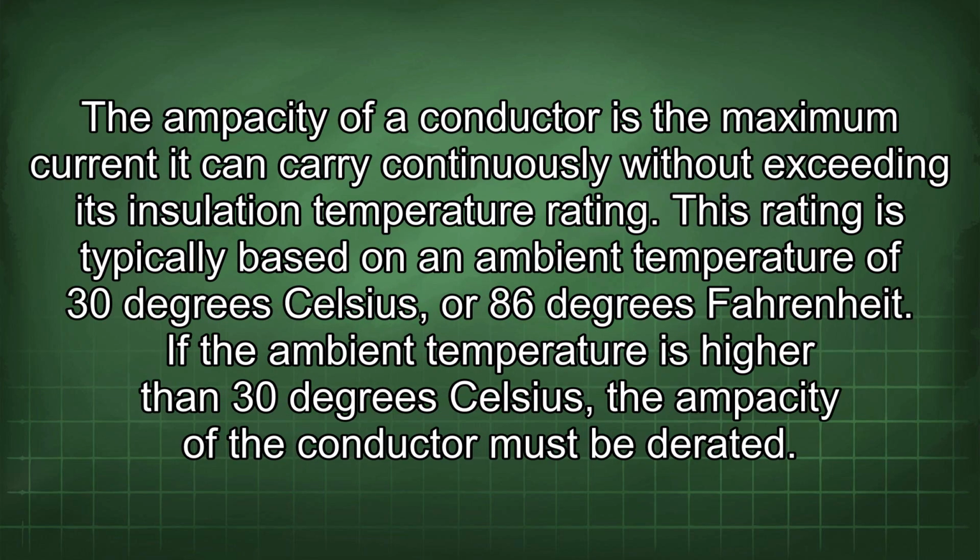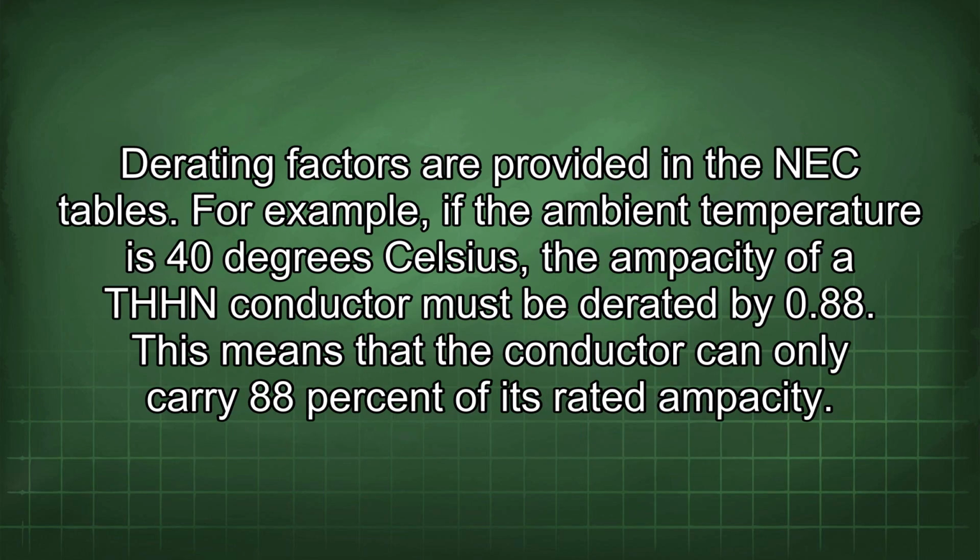The ampacity of a conductor is the maximum current it can carry continuously without exceeding its insulation temperature rating. This rating is typically based on an ambient temperature of 30 degrees Celsius or 86 degrees Fahrenheit. If the ambient temperature is higher than 30 degrees Celsius, the ampacity of the conductor must be derated. Derating factors are provided in the NEC tables.